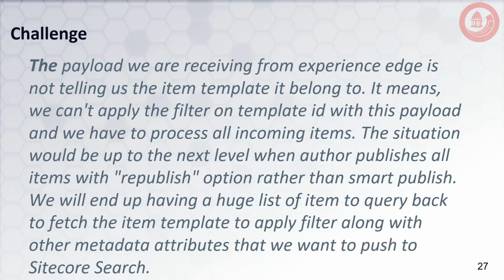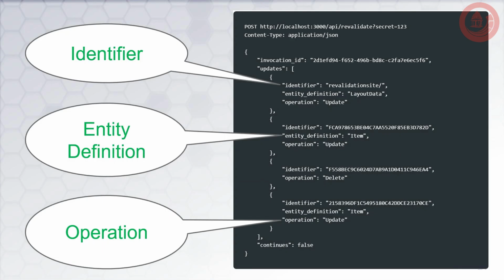The payload we are receiving from Experience Edge is not telling us the item template that it belongs to. If you look here, you don't see any template ID, right? You see the identifier, or item ID, and the operation, meaning whether it is being updated or deleted, and the entity definition, which says whether it is layout data or item data. That's it. We only have this information. We don't have the template here.